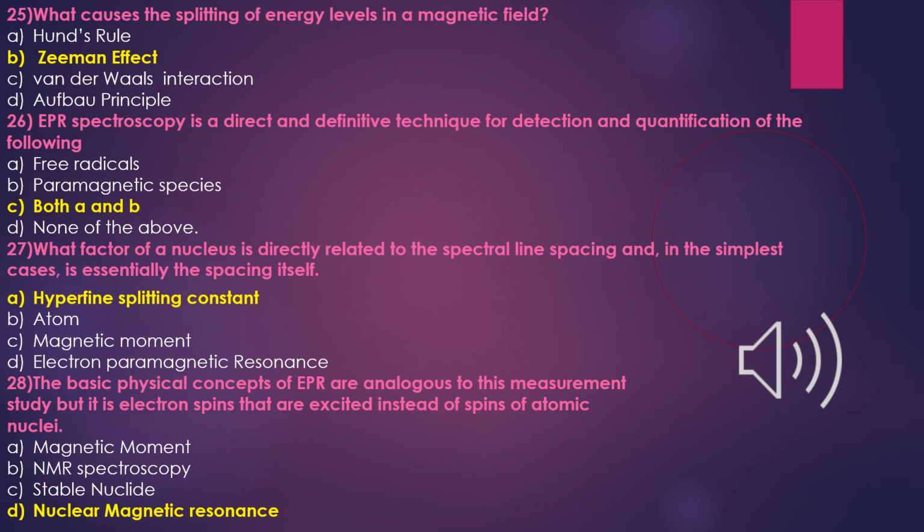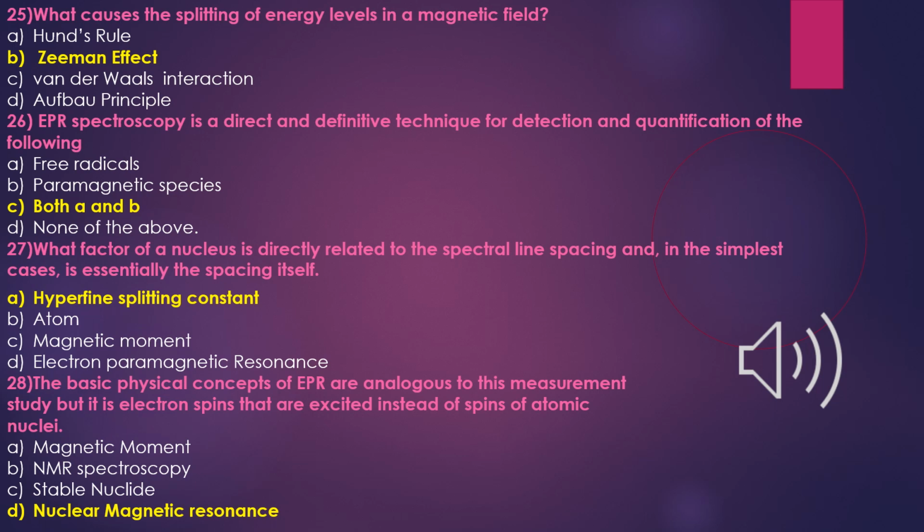Number 26. ESR spectroscopy is a direct and definitive technique for detection and quantification of the following: A, free radicals, B, paramagnetic species, C, both A and B, D, none of the above. The answer is C, both A and B. Number 27. What factor of a nucleus is directly related to the spectral line spacing and in the simplest cases is essentially the spacing itself? A, hyperfine splitting constant, B, atoms, C, magnetic moment, D, electron paramagnetic resonance. The answer is A, hyperfine splitting constant.